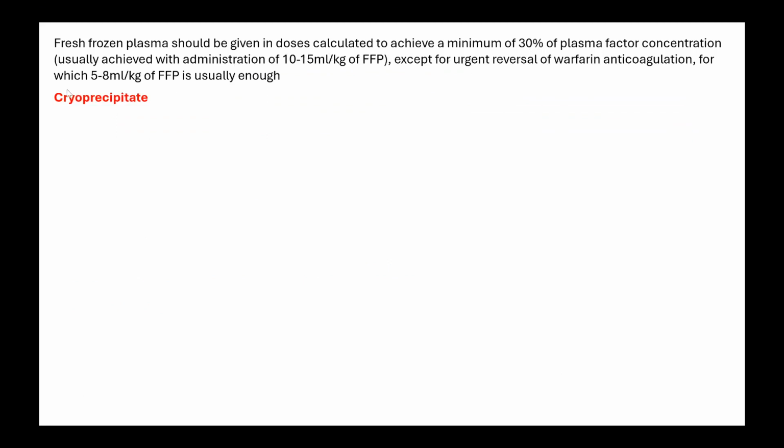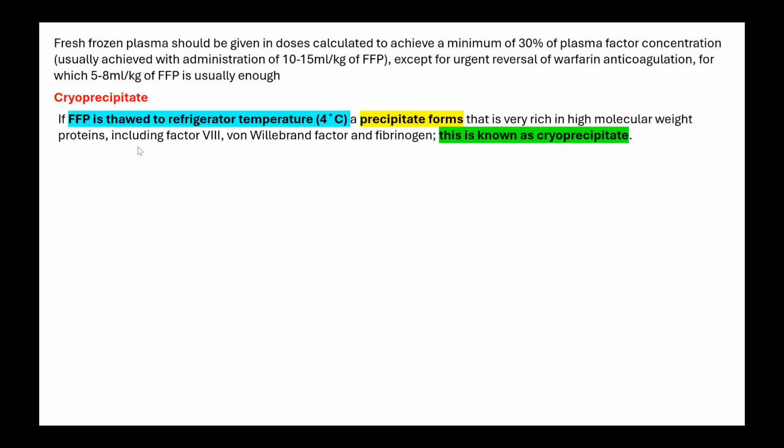The next component is the cryoprecipitate. When FFP is thawed at a refrigerated temperature of 4 degrees centigrade, a precipitate forms which is rich in high molecular weight proteins, including factor 8, von Willebrand factor, and fibrinogen. These are the three important components, and this is known as the cryoprecipitate. So, cryoprecipitate is a combination of factor 8, von Willebrand factor, and fibrinogen.